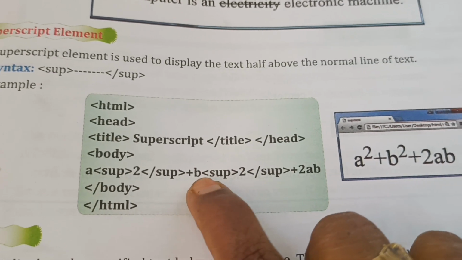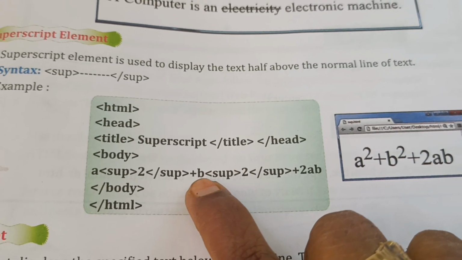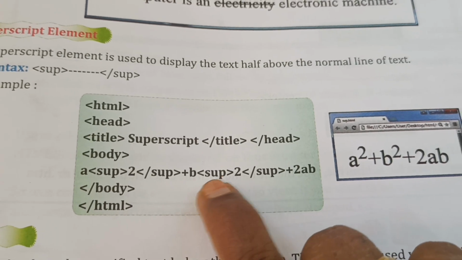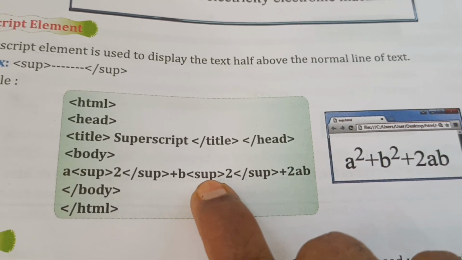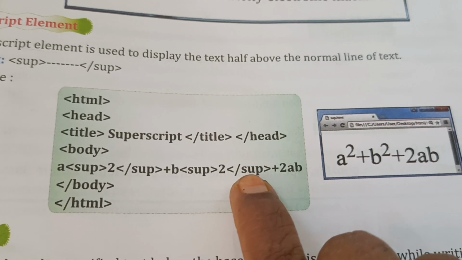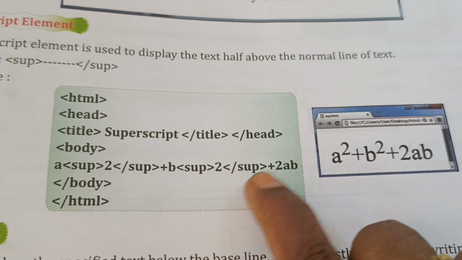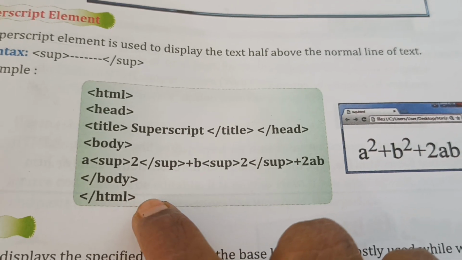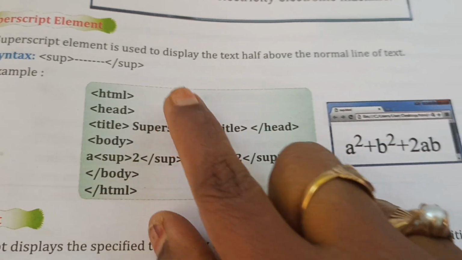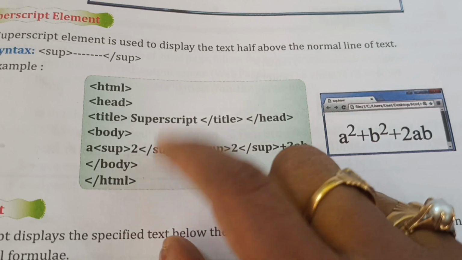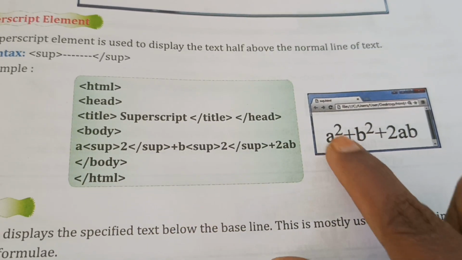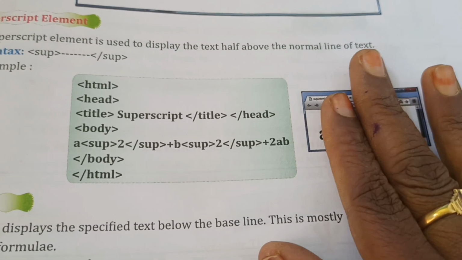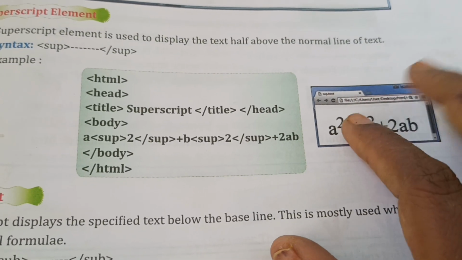Next, B, normal, plus, and B also. B square is 2 between the superscript opening tag and superscript closing tag, plus a normal 2AB. Body close, HTML also close here. So in this way, practically I am explaining how to display A square plus B square plus 2AB. Any formula, I am explaining another formula also in this one.